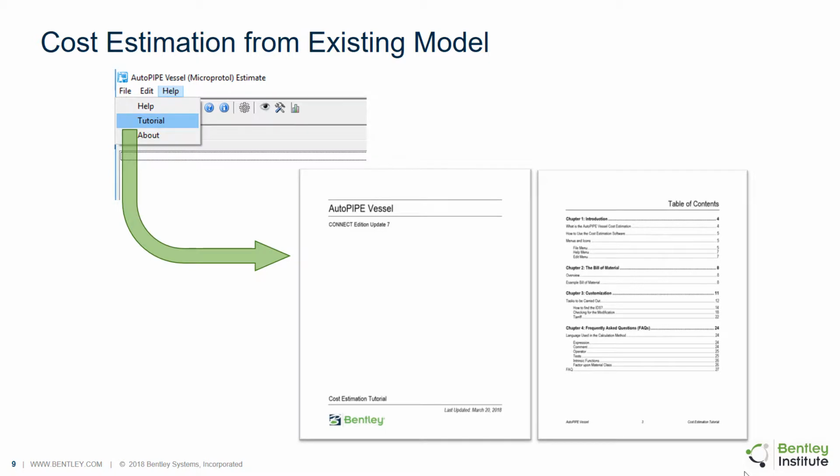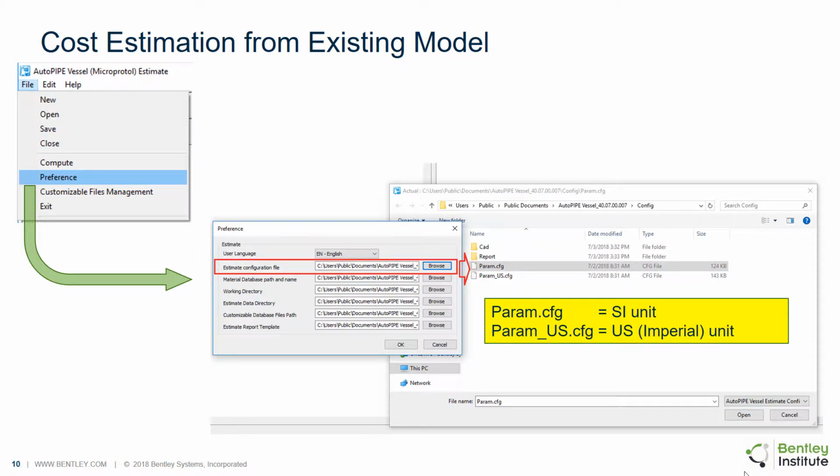There is a tutorial available under Help in the module to guide users on how to use and customize this module. The first step to perform a cost estimation is to select Preference under File and select the correct .cfg or config file from Estimate Configuration File section. There are two options to select from. The param.cfg is to be used for SI units and the param_us.cfg for US or imperial units. The user can copy and rename the config file of choice to customize it. Multiple config files can be created and configured as necessary and can be used appropriately.